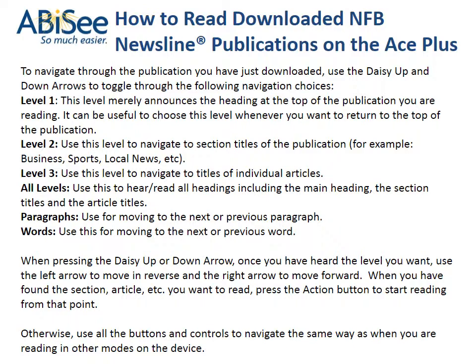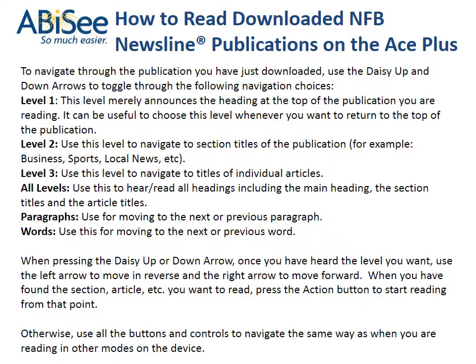This level merely announces the heading at the top of the publication you are reading. It can be useful to choose this level whenever you want to return to the top of the publication. Level 2. Use this level to navigate to section titles of the publication, for example, business, sports, local news, etc. Level 3. Use this level to navigate to titles of individual articles. All levels. Use this to hear or read all headings including the main heading, the section titles and the article titles. Paragraphs. Use for moving to the next or previous paragraph. Words. Use this for moving to the next or previous word.